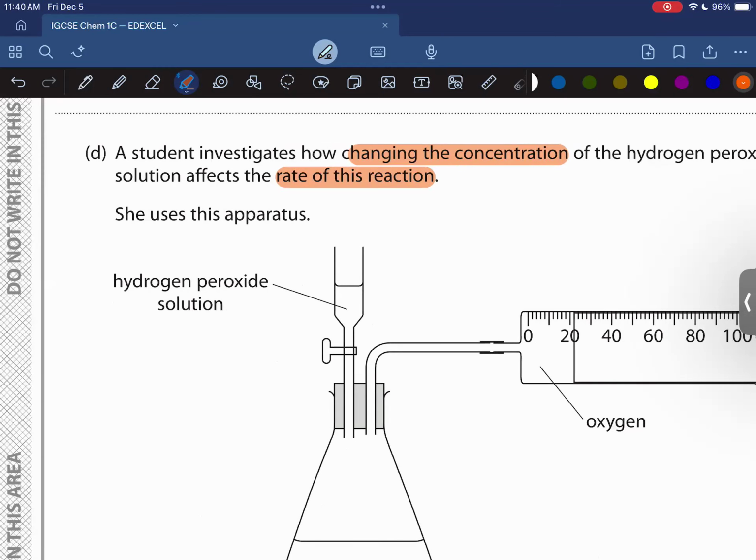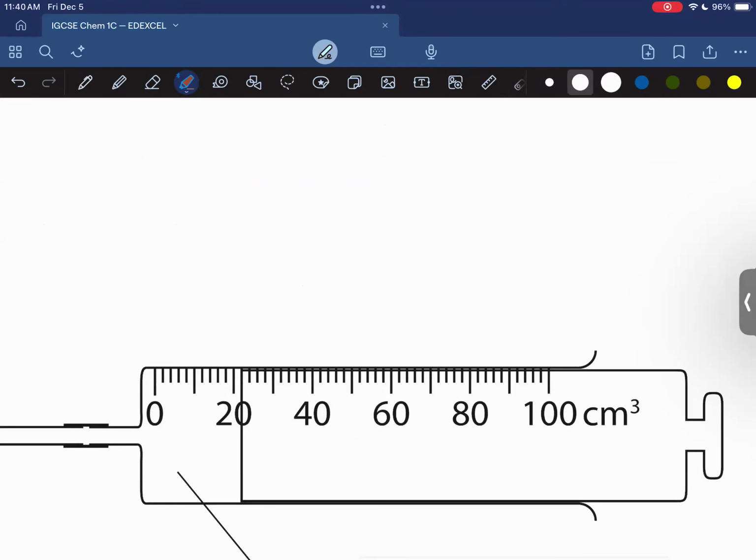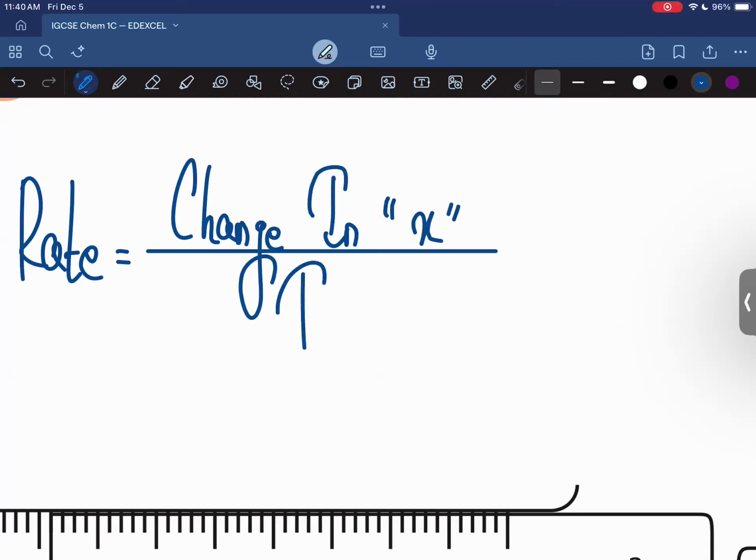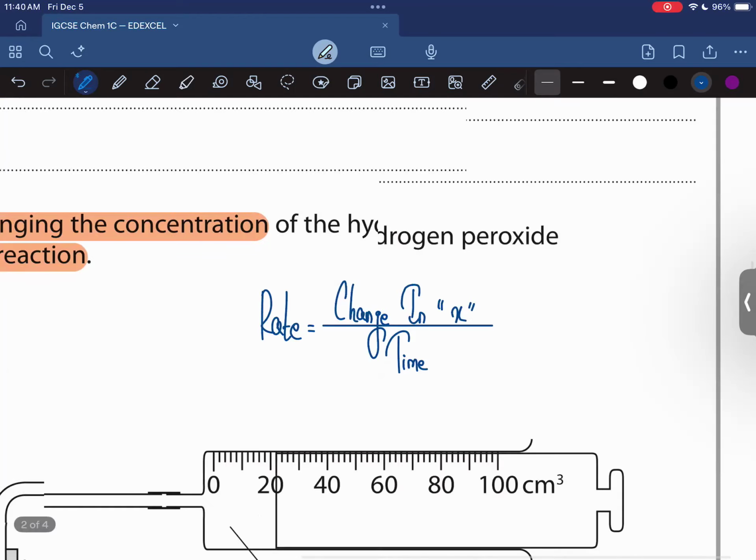Now, first thing is, how could you even measure rate? So what is the formula of rate? Rate is equivalent to the change in something, right? Let's just say that something to be x. Rate is change in x divided by time. I hope you all are acquainted with this formula, right? This formula is not unknown, okay? So yeah, this is the formula of it.